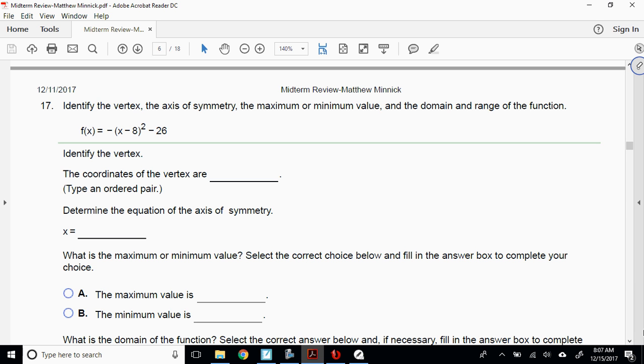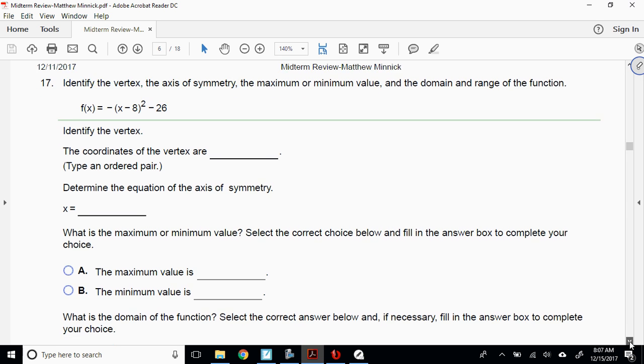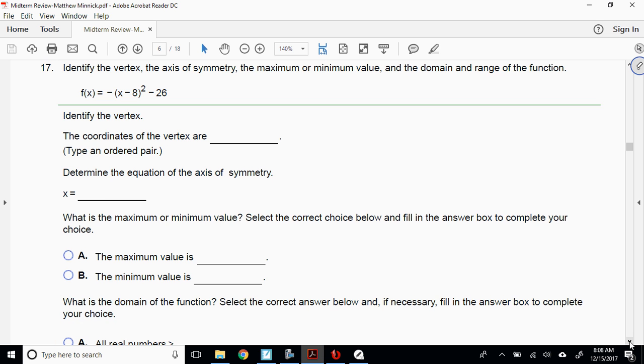All right. Number 17. The vertex is the ordered pair (8, -26). The maximum value is the y-coordinate of the vertex. It has a maximum because the graph opens down. The maximum value is -26.